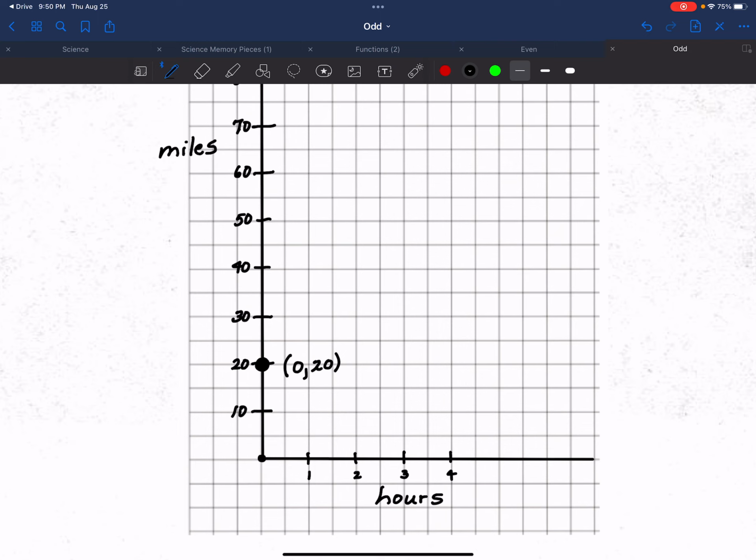We'll assume that this is home. 0 hours, 0 miles, that would be the origin. That's her starting place, really. So this is the uncle's house. Let's do it that way.